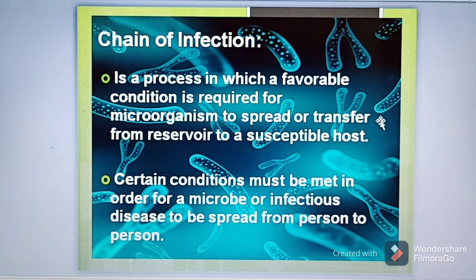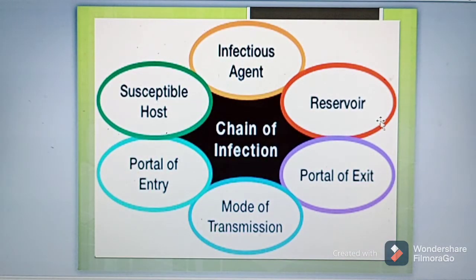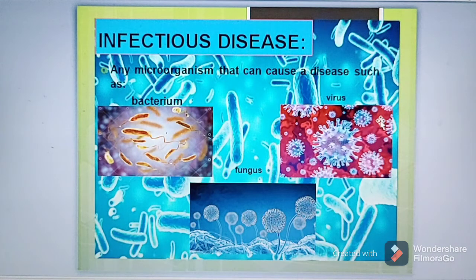So the transmission of infection depends on 6 elements which link together like a chain. So next, we have the infectious agent, reservoir, portal of exit, mode of transmission, portal of entry, susceptible host. So next, infectious agent: any microorganism that can cause a disease such as bacteria, fungus, virus, or parasite.